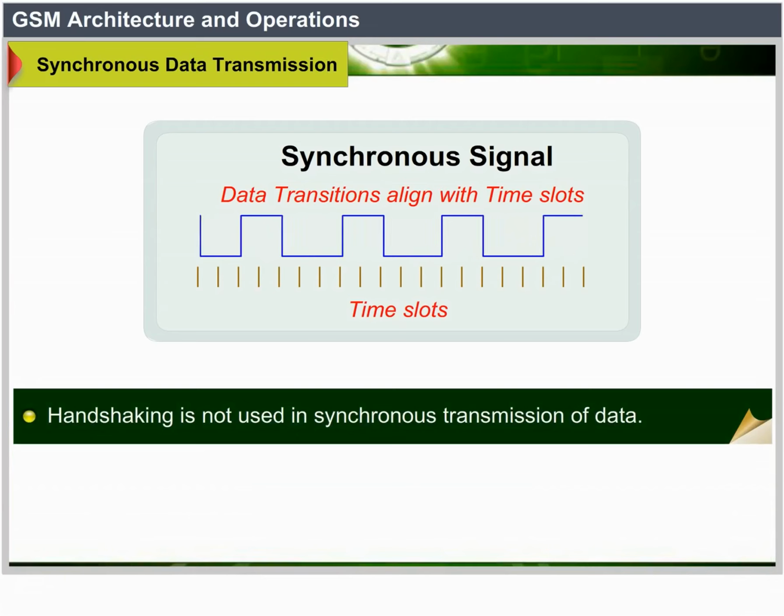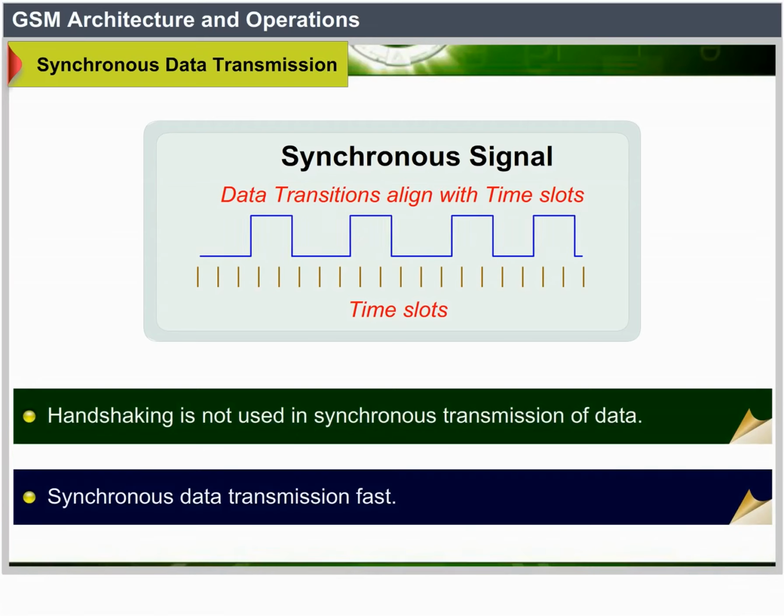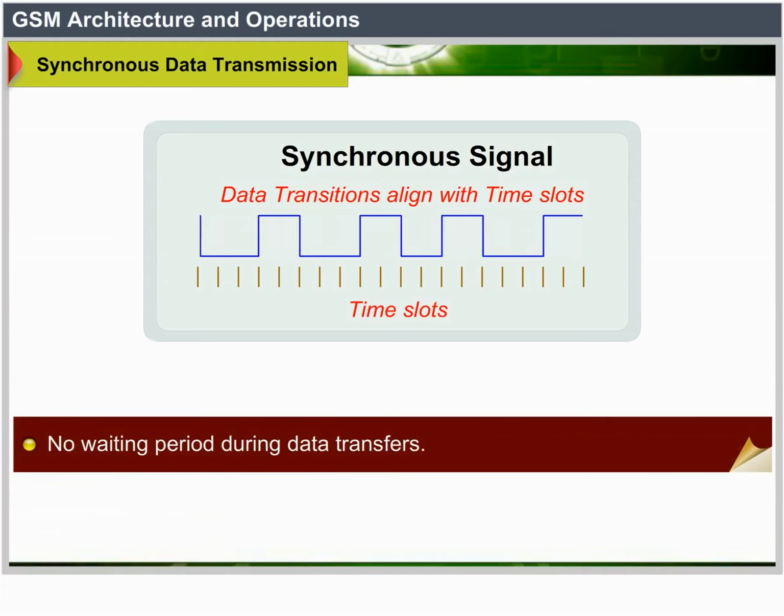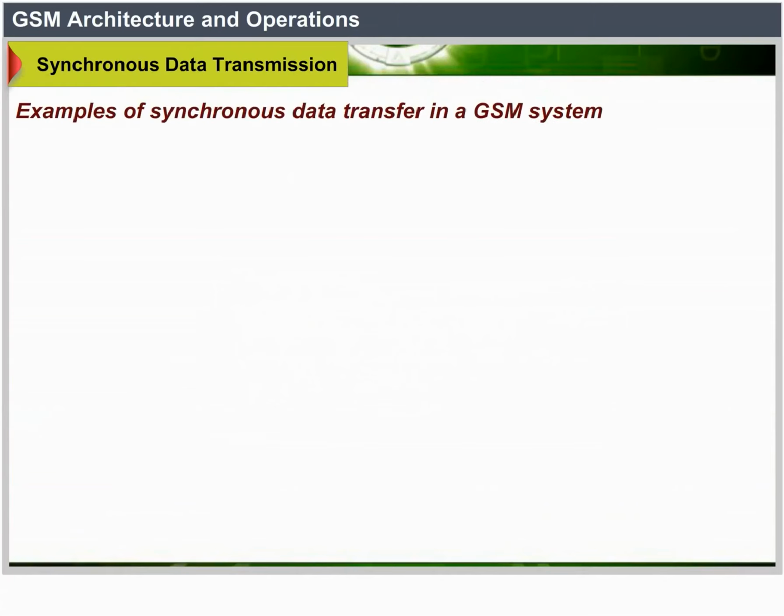Handshaking is not used in synchronous transmission of data. Synchronous data transmission is fast, with no waiting period during data transfers. Example of synchronous data transfer in a GSM system: voice and SMS data transfers.